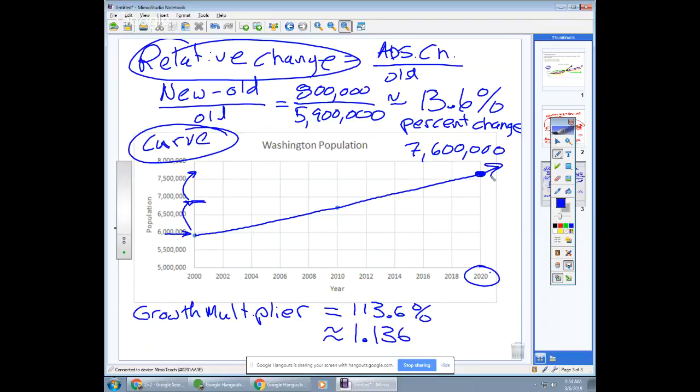So in this case, we get a very slight curve. Absolute change predicted the population in 2020 was going to be 7,500,000. Relative or percent change predicts the population will be 7,600,000. Okay. So jumping by 10 years, we're going to whip out a spreadsheet and we're going to make another prediction. What's going to happen according to each of these models in 2040?